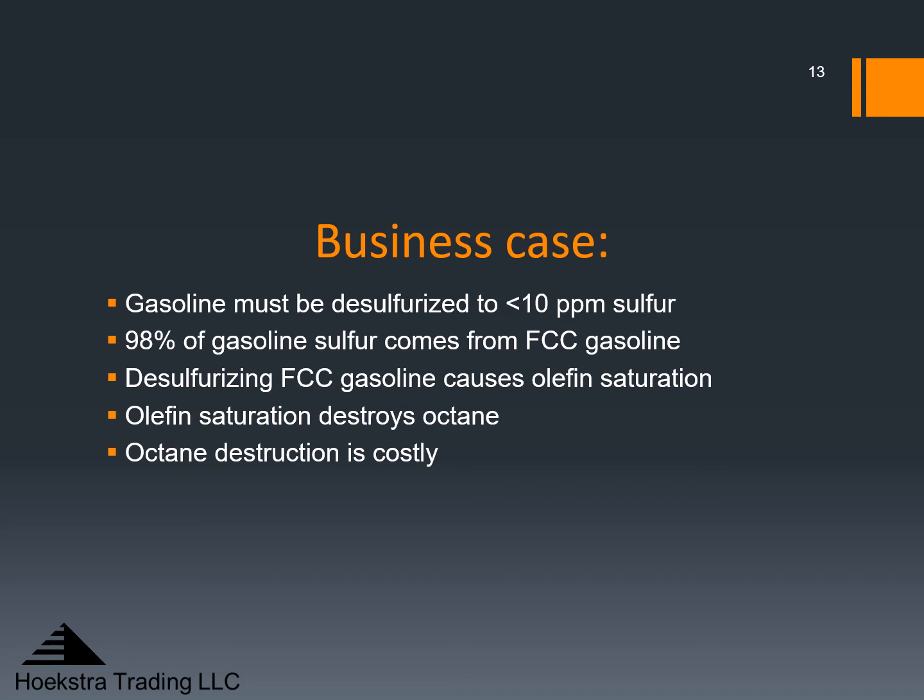Here's a summary of the business case. Gasoline must be desulfurized to less than 10 ppm sulfur for Tier 3. 98% of gasoline sulfur comes from FCC gasoline. Desulfurizing FCC gasoline causes olefin saturation, which destroys octane, which is costly and is hurting refining profits badly today, even though you are not hearing much about that in the industry, except for me.